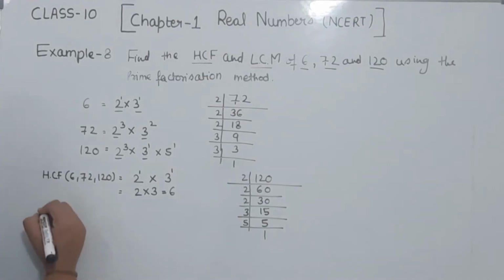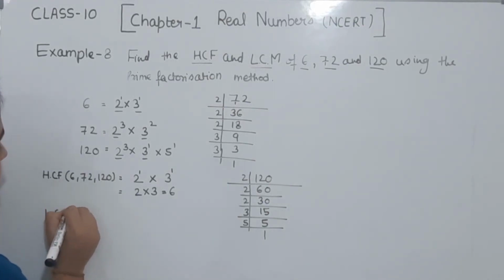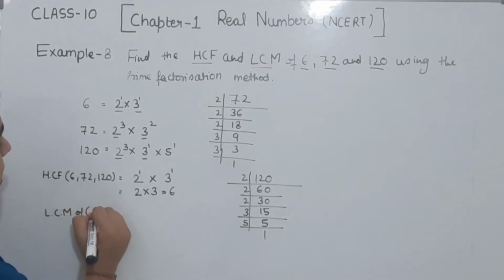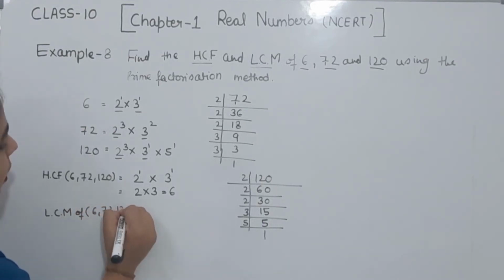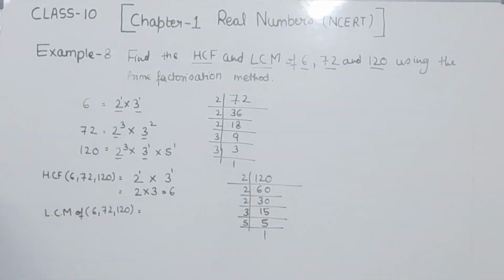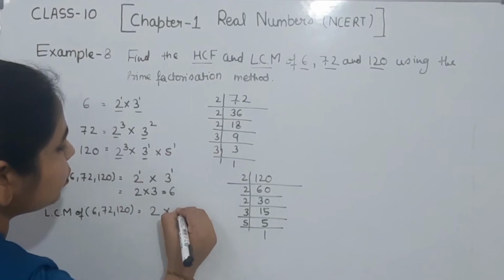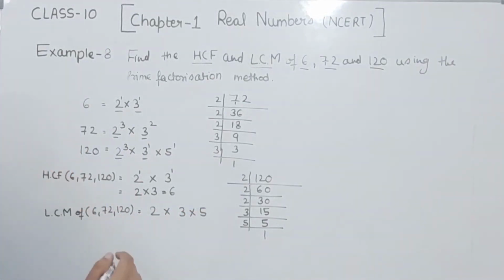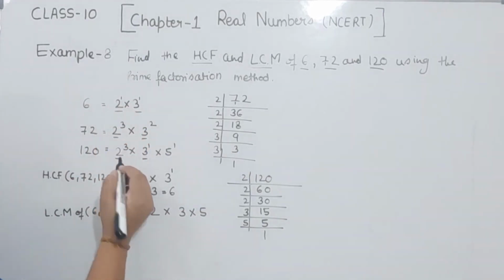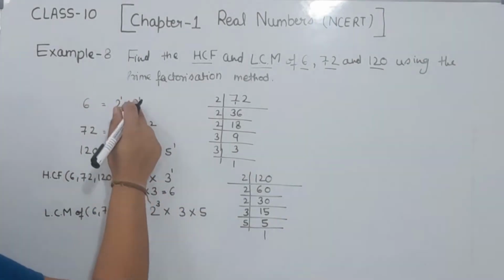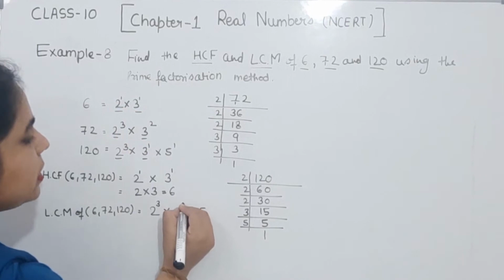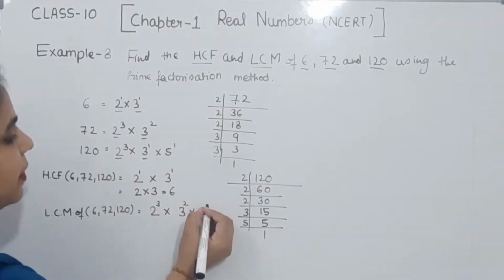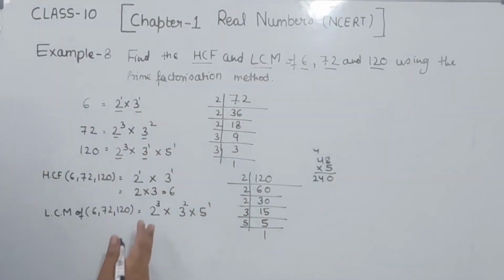Now we have to find the LCM of 6, 72 and 120. Now for that one, first of all we are going to write each factor we are having. This one we are having 2, 3 and 5. So I am going to write here 2, 3 and 5. Now we have to write the highest power of each of them. So the highest power of 2 we are having is 3. Highest power of 3 we are having is 2. And highest power of 5 we are having is 1. Now we are going to solve this one.